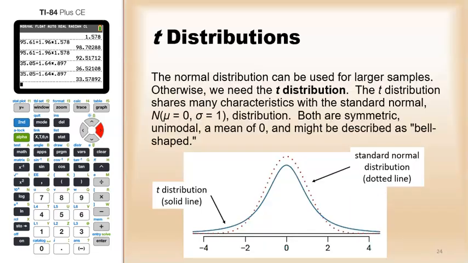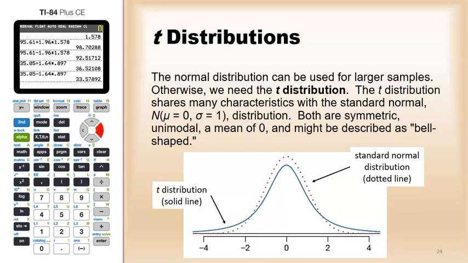All right, so the normal distribution can be used if your sample size is large enough. Otherwise, we need to use a t-distribution. The t-distribution shares many characteristics with the standard normal. You recall, standard normal is the normal distribution where the mean is 0, standard deviation is 1.